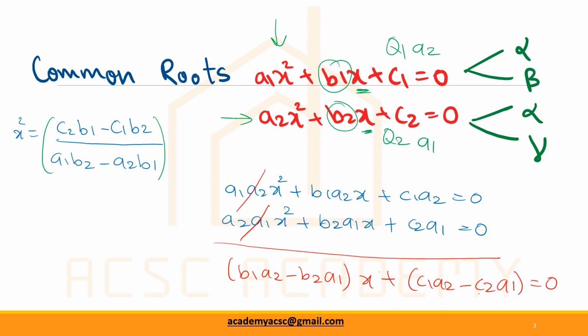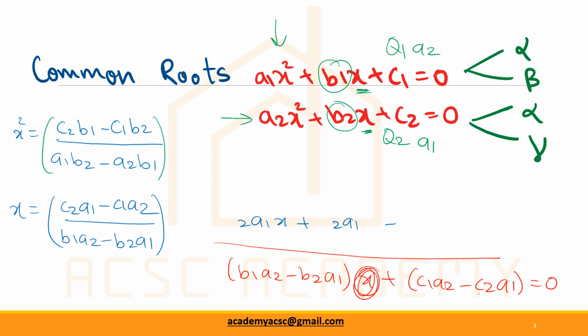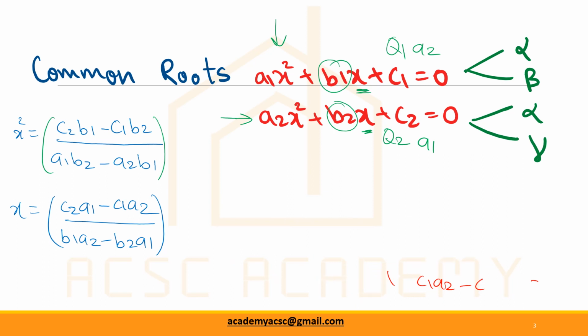Now from here we have got the value of x. What is it? After shifting the terms, we get c2 a1 minus c1 a2 upon b1 a2 minus b2 a1. So now we have the values of both x and x squared. But what we were actually doing, we were trying to find out the value of the common root, which is alpha in this case. So can we substitute x equal to alpha and say that both of these equations will be holding true for it?